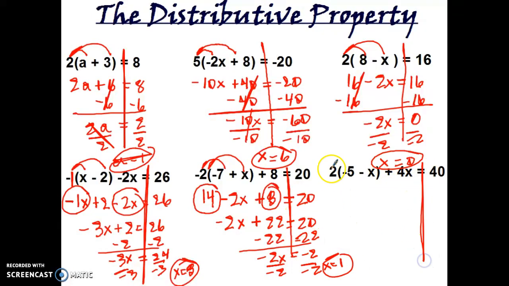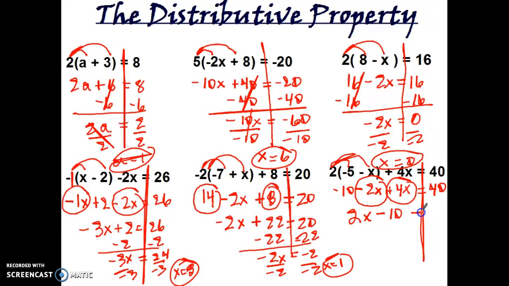1 minute left. Okay, so we get a negative 10 minus 2 times negative x is a negative 2x plus 4x. Negative 2x plus 4x gives me 2x. So I'm going to write 2x minus 10 equals 40. Add 10. Add 10. 2x is equal to 50. Divide by 2. Divide by 2. X is equal to 25.